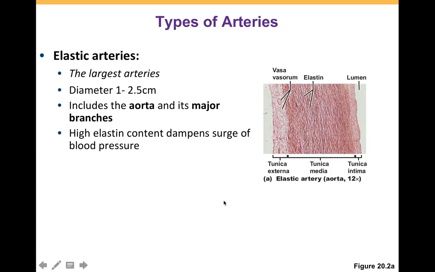Notice that a key difference, as we will see, between this type of blood vessel and any other ones that are mentioned is the high level of elastin, which are basically elastic fibers that are present inside the wall of the elastic arteries.